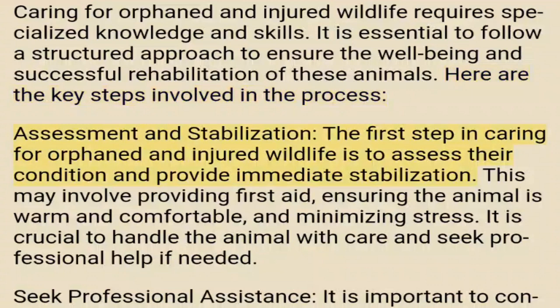Assessment and stabilization. The first step in caring for orphaned and injured wildlife is to assess their condition and provide immediate stabilization. This may involve providing first aid, ensuring the animal is warm and comfortable, and minimizing stress. It is crucial to handle the animal with care and seek professional help if needed.